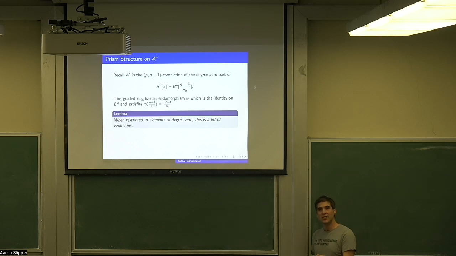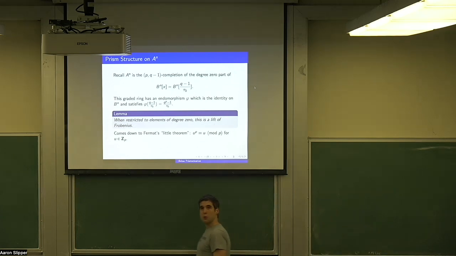It preserves degrees. So it's not that the p-power map raises degrees by p. So those definitely won't be congruent mod p. But the next best thing is that when you restrict to elements of degree 0, this is a lift of Frobenius. It kind of looks like it should be a lift of Frobenius when I tell you it's raising to the p power. But it doesn't look like a lift of Frobenius when I tell you that it should be the identity on B. That sounds a little weird. The identity doesn't sound like it should be the Frobenius.